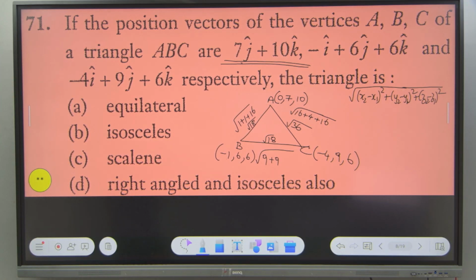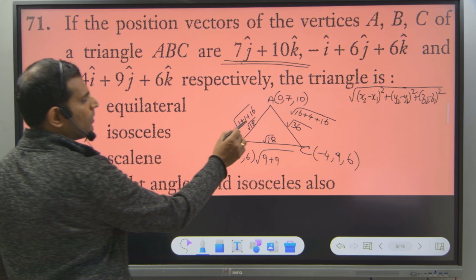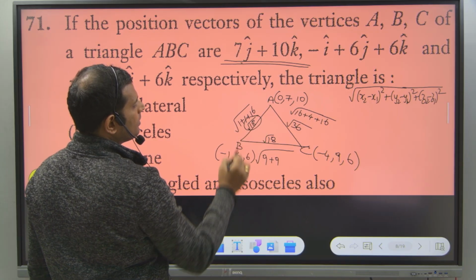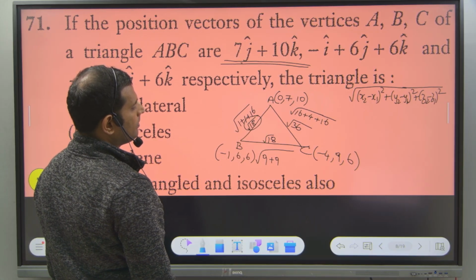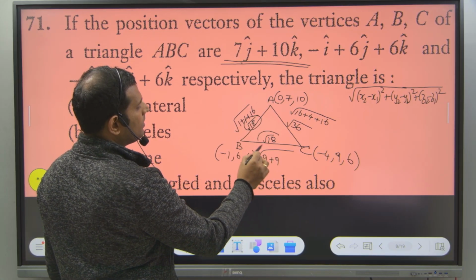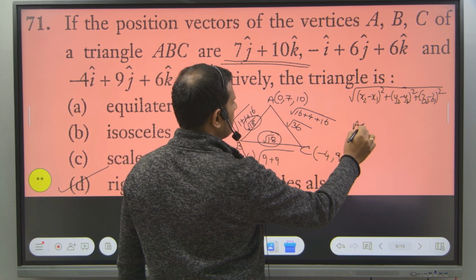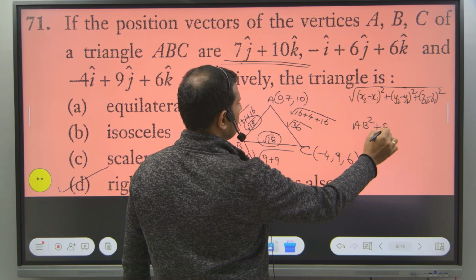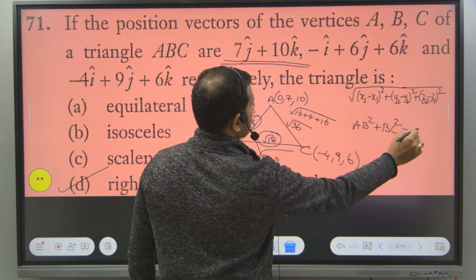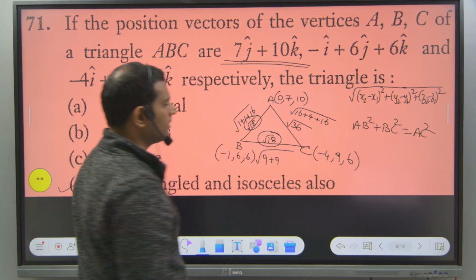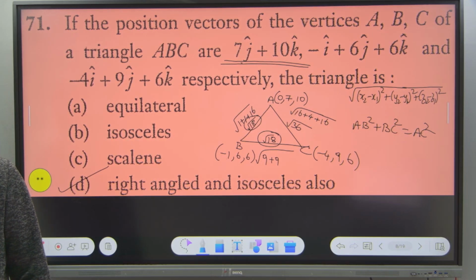So now which is the right answer? It's option D. Why? Pythagoras theorem will be satisfied if you square this. How much will you get when you square this? 36. And squaring the others, 18 each. So how much is AB square plus BC square? Isn't it AC square? So it's not just isosceles, but it's also right angled.